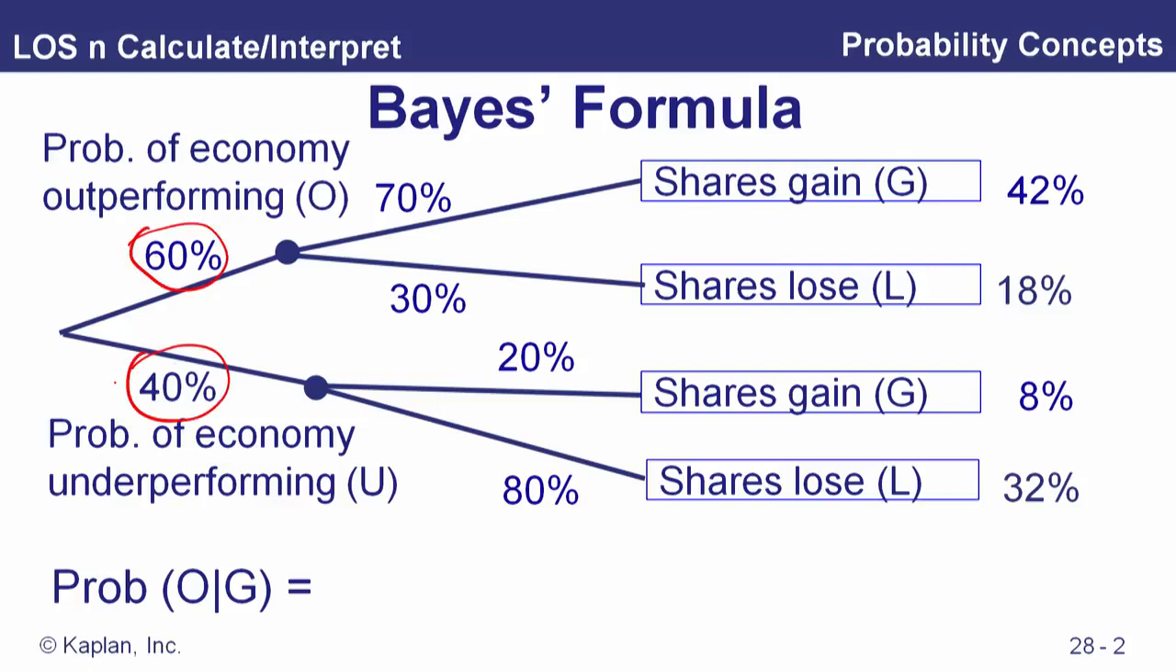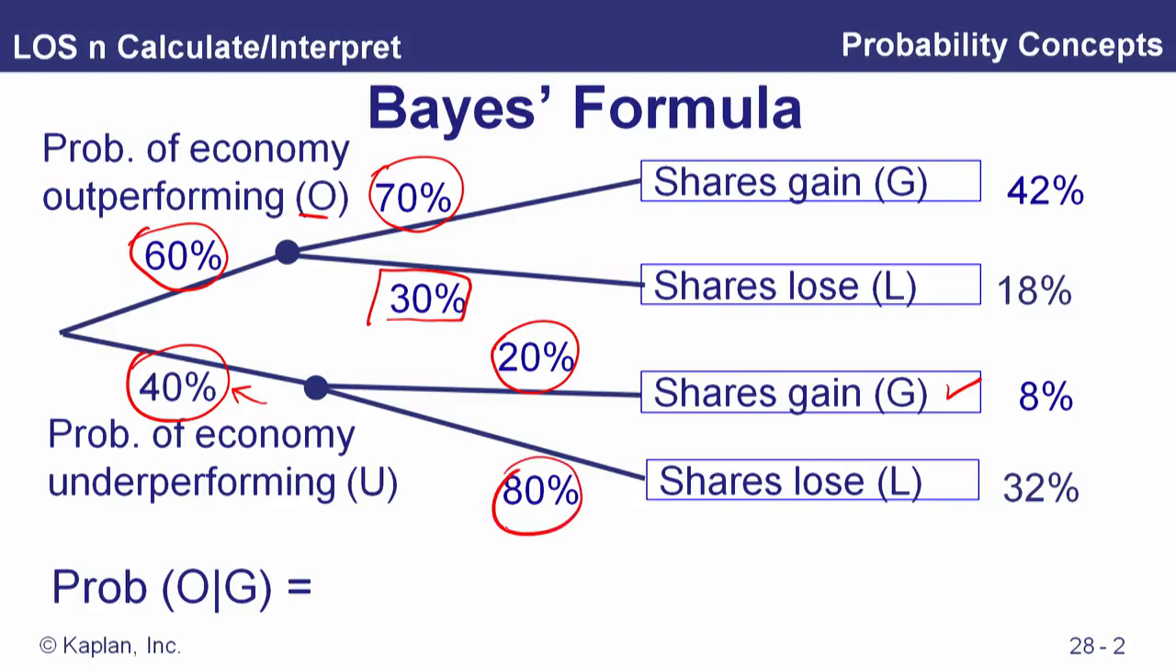And then we've got our conditionals. The probability that shares will gain is 70% if the overall economy is outperforming. And the probability of shares losing, of course, is 1 minus that, 30%. Now, if the economy underperforms, there's only a 20% chance. So the probability of share gains given the economy underperforms is only 20%. And the probability that shares will lose value given that the economy underperforms is 80%.